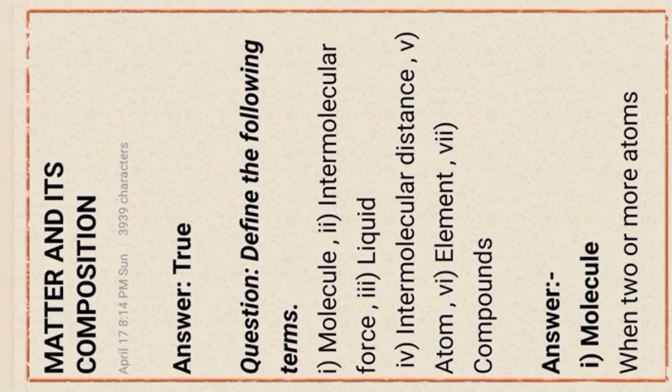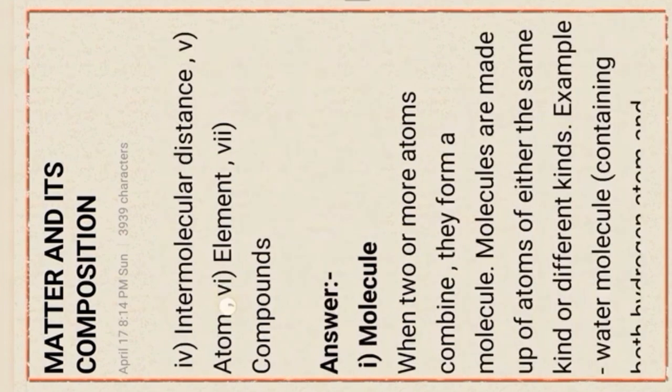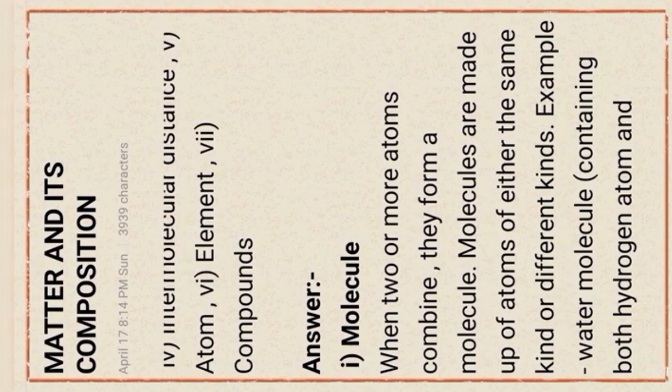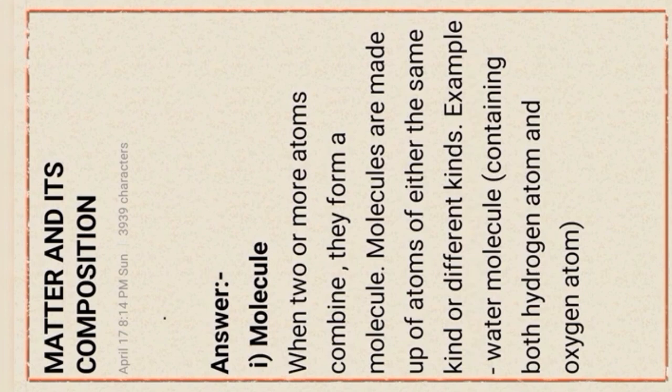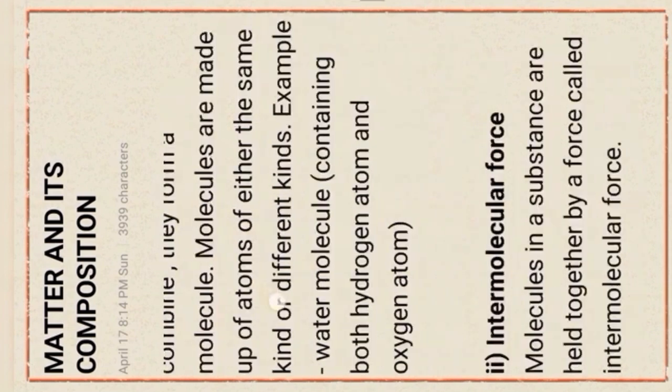My dear viewers, next question pattern: define the following terms. Number 1, molecule. Number 2, intermolecular force. Number 3, liquid. Number 4, intermolecular distance. Number 5, atom. Number 6, element. Number 7, compound. At first, let us discuss the molecule. When two or more atoms combine, they form a molecule. Molecules are made of atoms of either the same kind or different kinds. Example: a water molecule containing both hydrogen atoms and an oxygen atom.